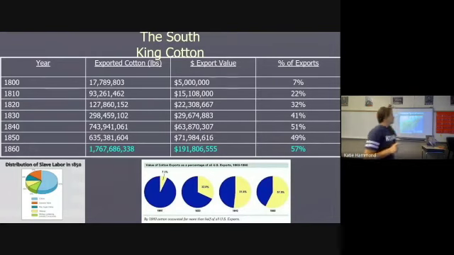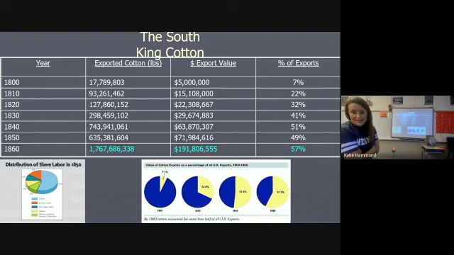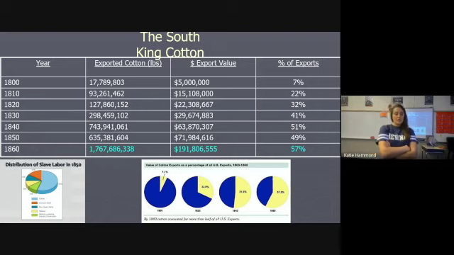If you look at the chart, it says the South, King Cotton. You can see that in 1800, that's the revolution of 1800, when Jefferson wins, 7% of all exports was cotton. But by 1860, that's the election of Lincoln, a year before the Civil War starts, 57% of all exports.